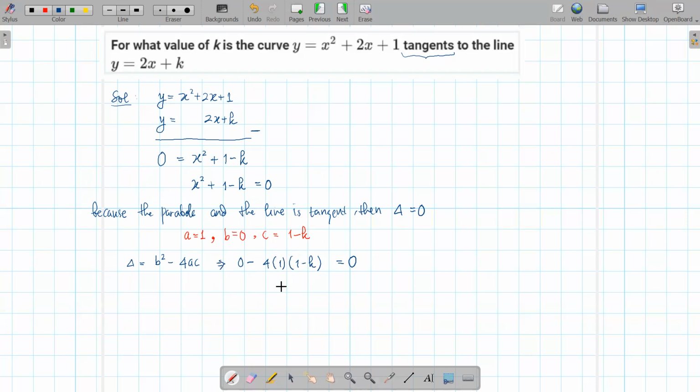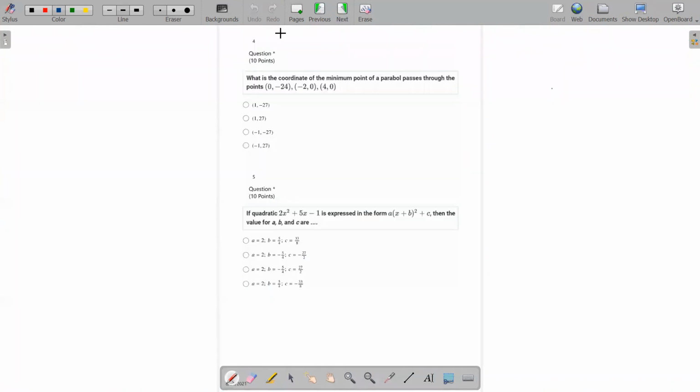Then we solve this for k. Negative 4 multiplied by 1 is negative 4, and then negative 4 multiplied by negative k gives plus 4k, equals 0. Then solving for k, we get 4k equals 4, and therefore k equals 1. So for this question, we got the value of k is 1. Right, so now let's move to the next question.